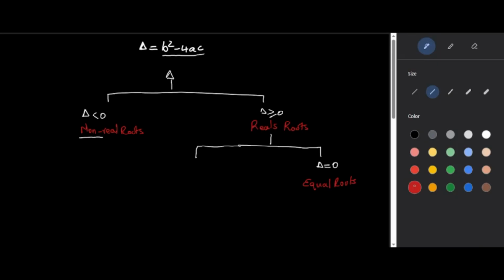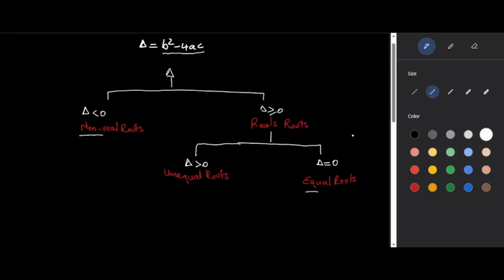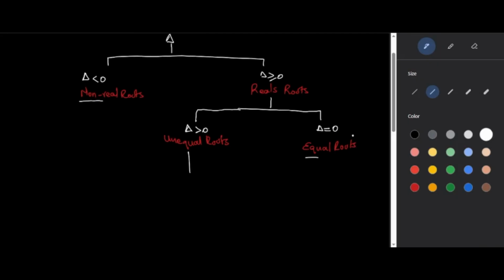This is where the map is going to stop. But now, if the discriminant is greater than 0, we're going to continue. So the nature of the roots is going to be unequal roots. But this one will keep on going. So if it's unequal roots, we're either going to have the discriminant not a perfect square.